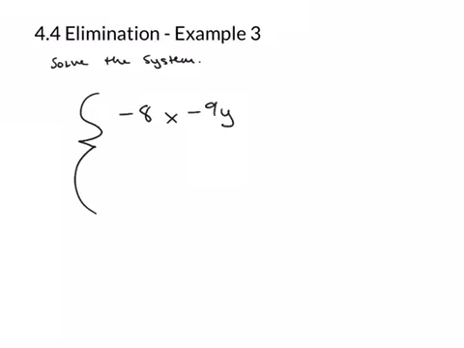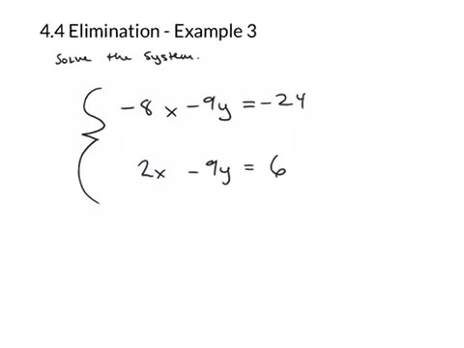Here's a new example. The instructions are to solve the system. Here are two linear equations: negative 8x minus 9y equals negative 24, and 2x minus 9y equals 6. Can we solve this system of two equations?